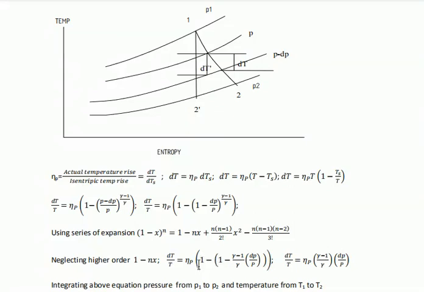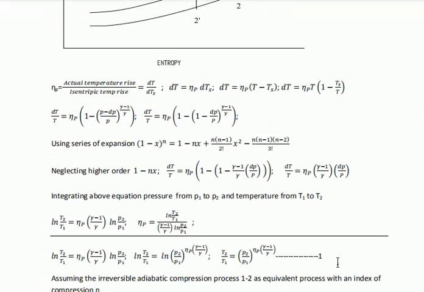So this 1 and this 1 get cancelled, so that dT/T is equal to eta_p into (gamma - 1)/gamma into dP/P. These are just simplification steps in this derivation. Again we integrate the above equation, with pressure P1 to P2 and temperature T1 to T2, and we get ln(T2/T1) equal to eta_p into (gamma - 1)/gamma into ln(P2/P1).